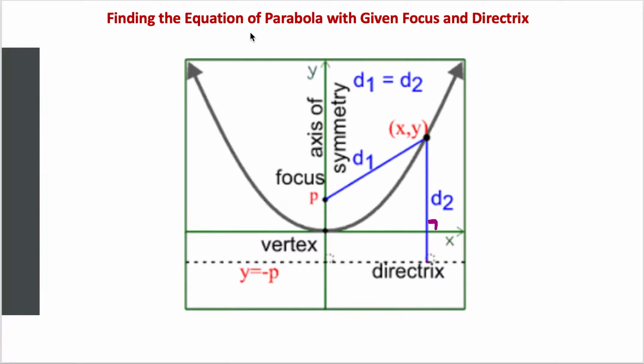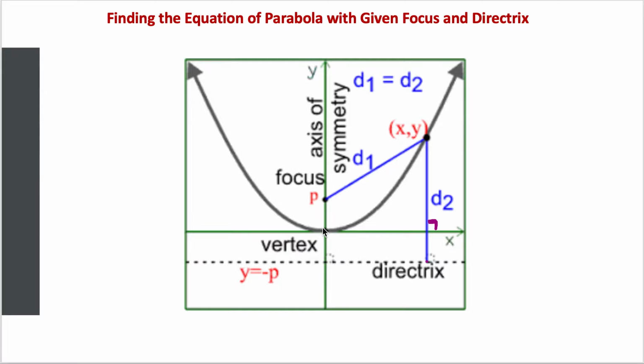Finding the equation of a parabola with a given focus and directrix. For example, we have here the graph of the parabola, and the focus is at this point (0, P), and the distance from the focus to the vertex we can denote with P, so this is the distance.